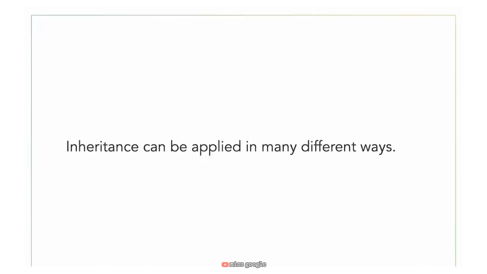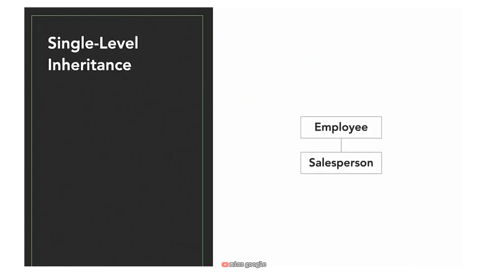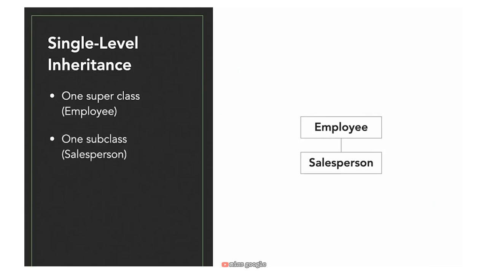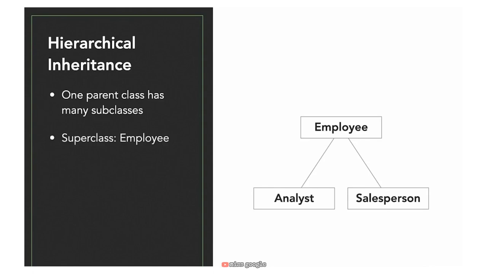Inheritance can be applied in many different ways, and it's important to choose the right form for your use case. With the employee salesperson example, we were using single-level inheritance. The employee was the superclass, and the salesperson was its only subclass. We can extend this inheritance example by adding additional types of employees. We could add an analyst class. Instead of receiving commission on sales, an analyst receives bonuses each year depending on their performance. An analyst is also an employee, but an analyst is not a salesperson.